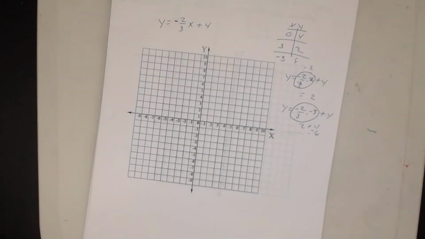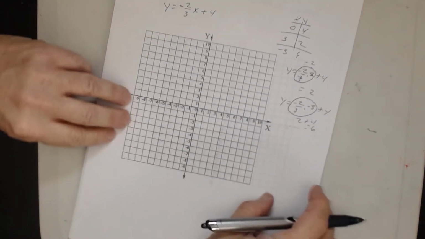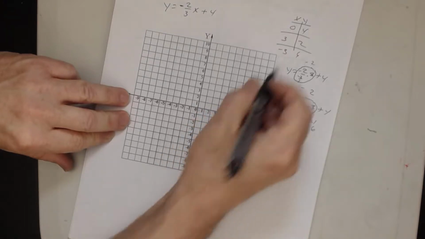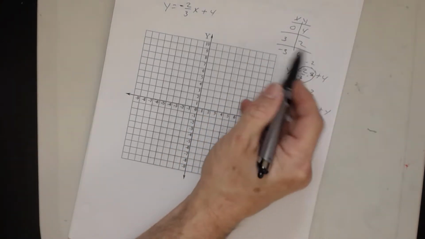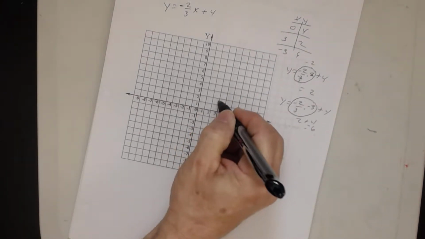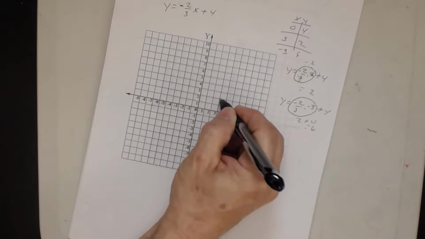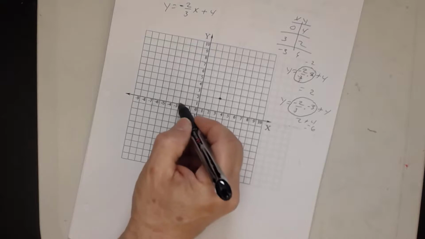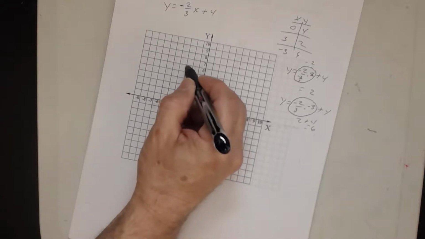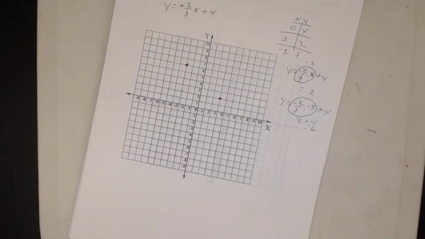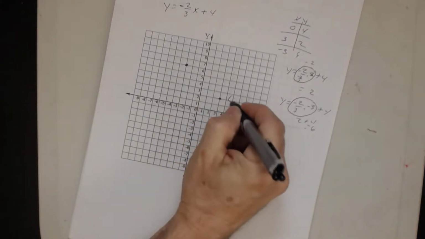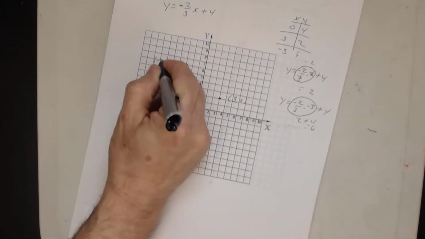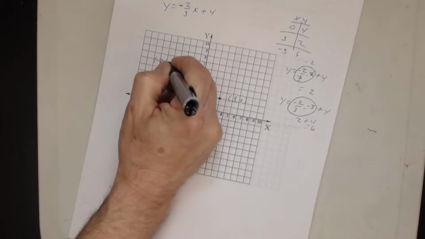All right, so I'm going to plot those points. 0, 4. I'm actually going to leave 0, 4 alone for right now. 3, 2 is here. And then negative 3, 6 is here. All right, so I'm going to label those points. 3, 2, negative 3, 6.